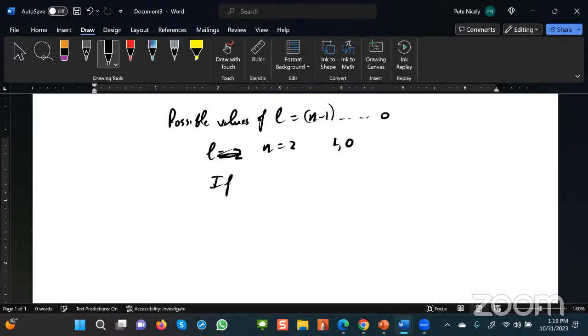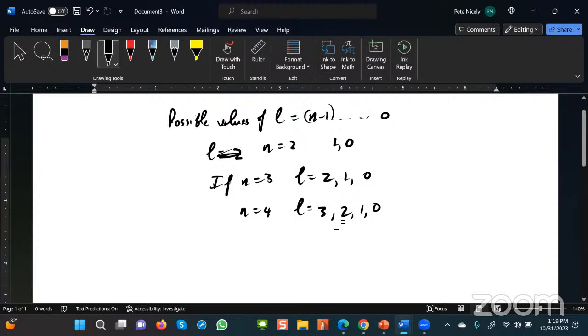If n is equal to 3, then the possible values of L would be 3 minus 1, which would be 2, then 1, then 0, right? If n is equal to 4, then the possible values of L would be 3, which is 4 minus 1, 2, 1, and 0, and so on and so forth, right? So as you can see here, the possible values of L are dependent on what n is.